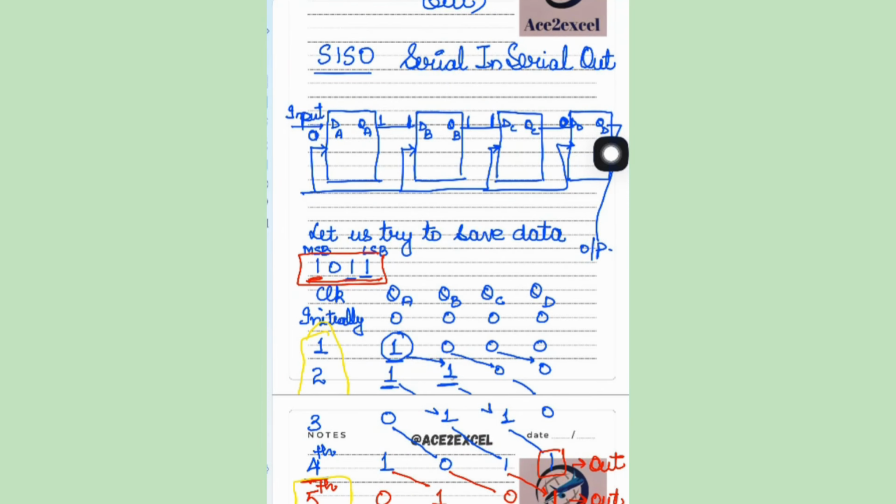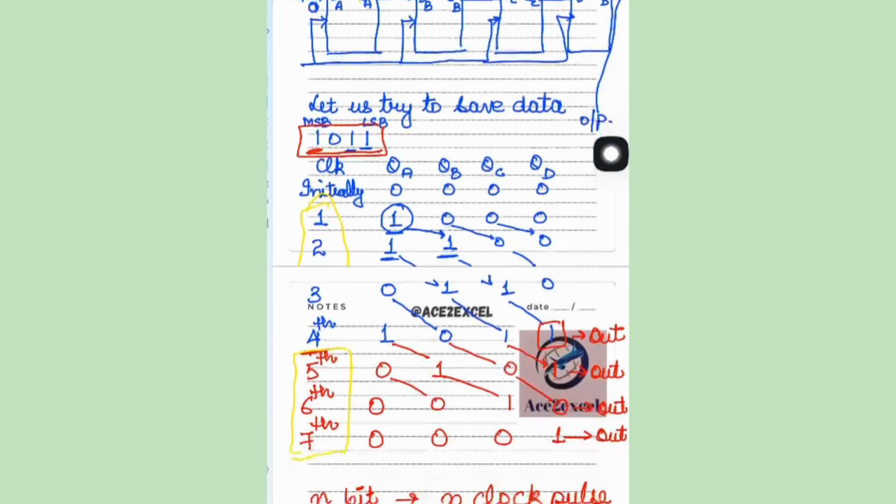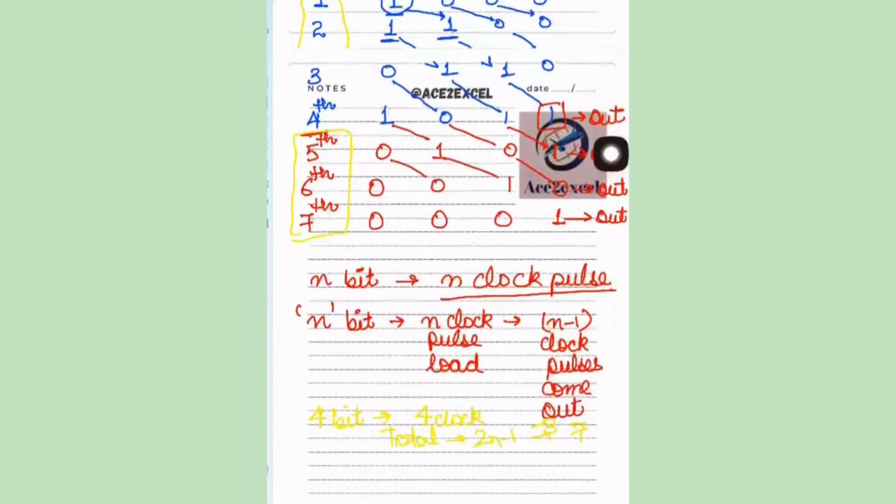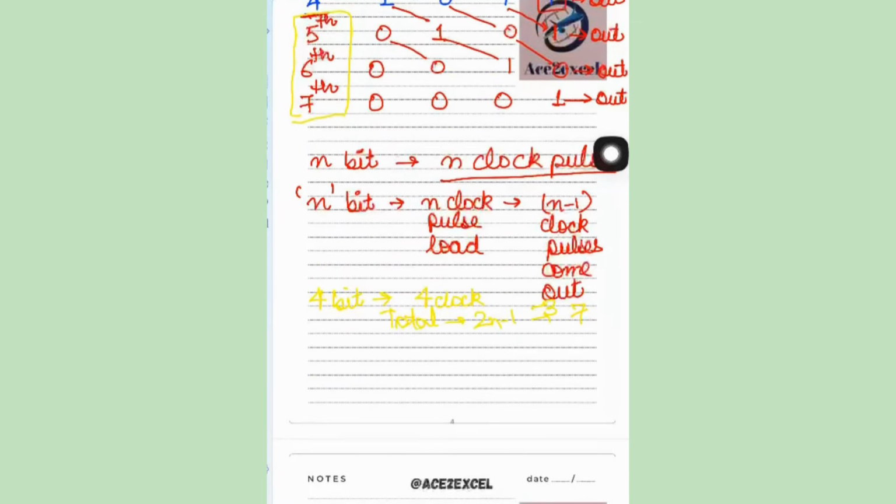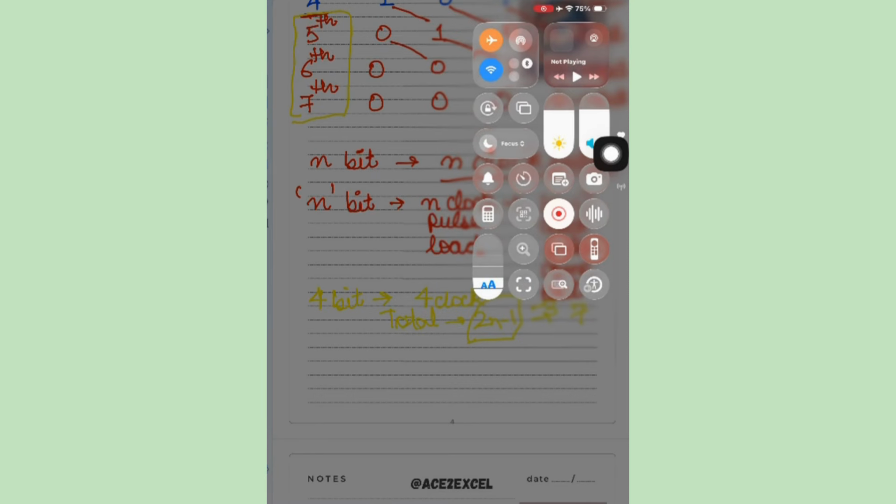Data will come inside in a serial manner, and bit by bit from one flip-flop it shifts to another, and then to another, and then to another after every consecutive pulse, and that is a serial in, serial out register. The total number of clock pulses required in this case to completely load and then bring out the data is always equal to 2n minus 1.